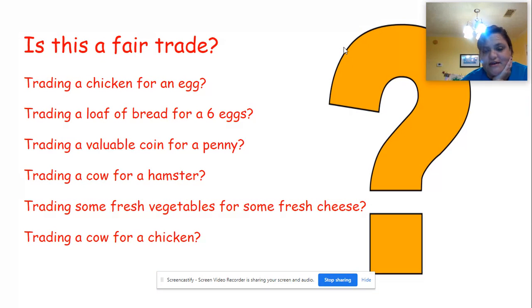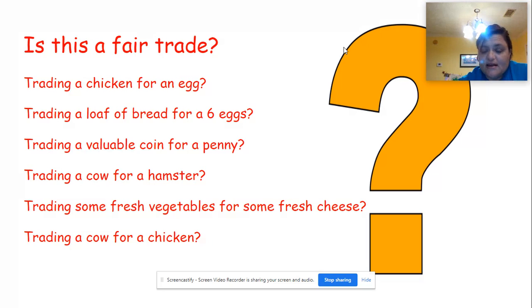Is this a fair trade? So let's talk about this for a minute. And we're going to answer these together. Do you think trading a chicken for just one egg is a fair trade? Remember, chickens lay lots of eggs. So would it be fair for me to give you a chicken and you just give me one egg? No, probably not. What about trading a loaf of bread for 6 eggs? That might be more of a fair trade.